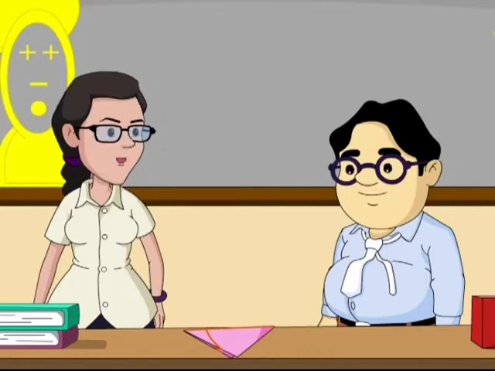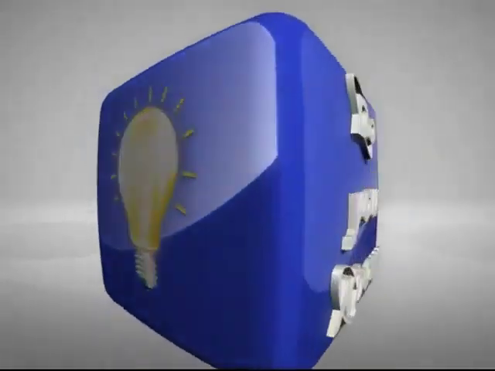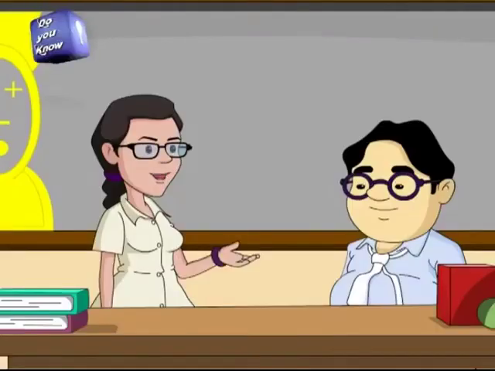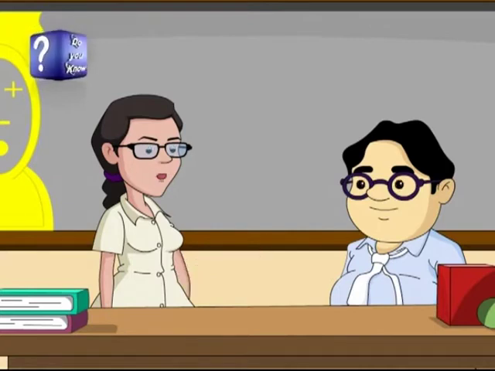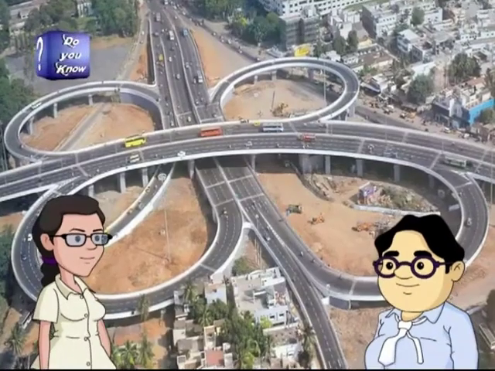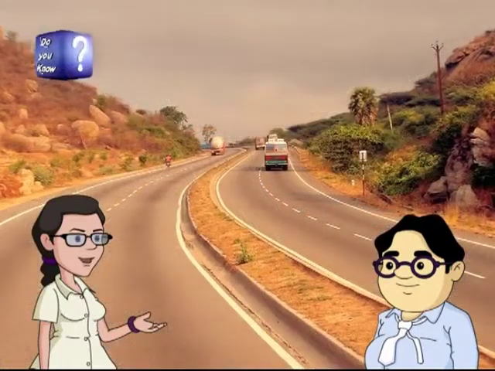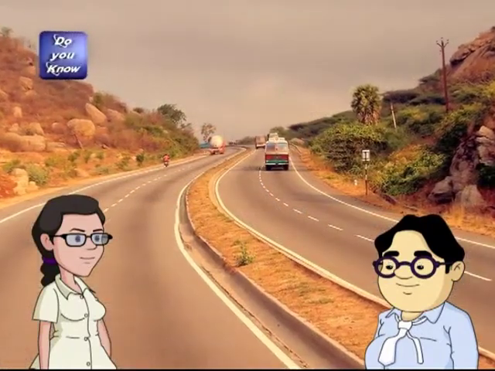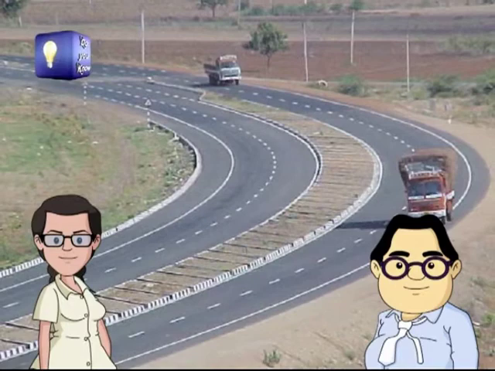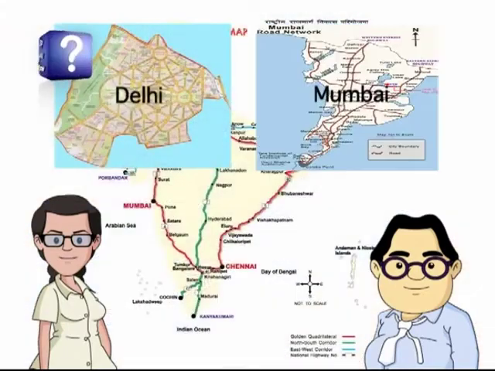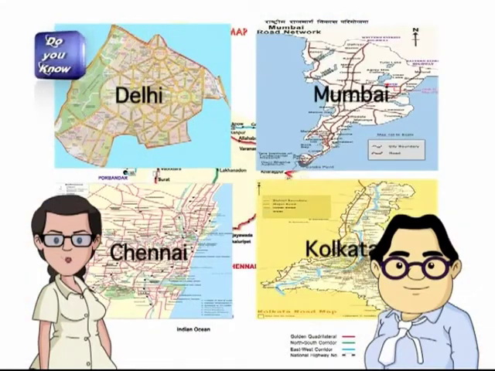Now there's a bit more interesting stuff. Do you know what the golden quadrilateral is, Snail? What's that? Is it made up of gold? Well, Snail, the Golden Quadrilateral is the largest express highway project in India. It connects the four major metros of India: Delhi, Mumbai, Chennai and Kolkata.